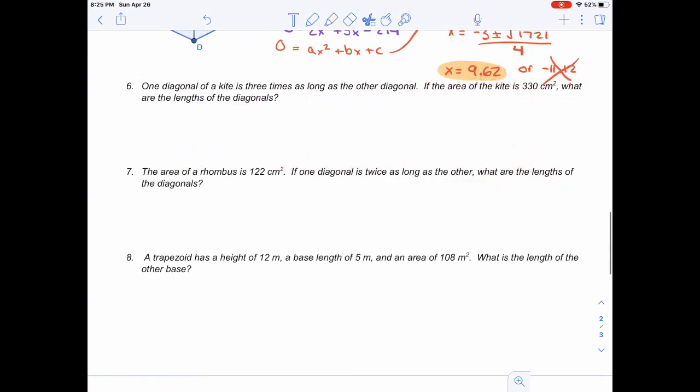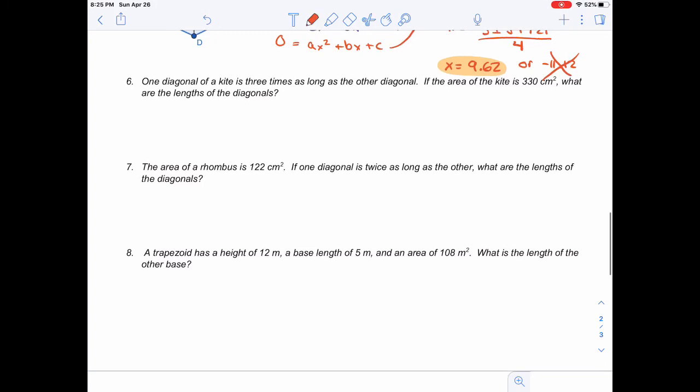All right, finally on to these last 3 questions here. Anytime you have questions like these 3, what you're going to want to do is set up an equation to represent the situation. So we'll do this first one together, and then you'll do the next 2 on your own. So we have one diagonal of a kite is 3 times as long as the other diagonal. So right away, I'm going to say to let diagonal 1 equal x, and diagonal 2 we'll say is 3x, so it's 3 times as long. So if the area of the kite is 330 centimeters squared, what are the lengths of the diagonals?